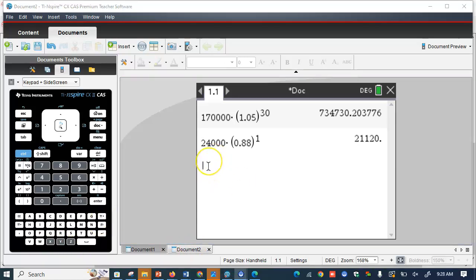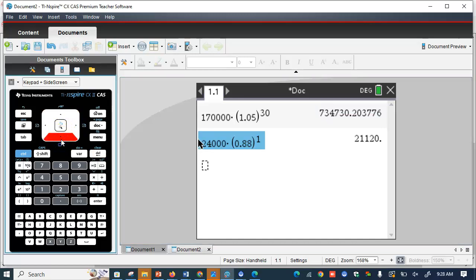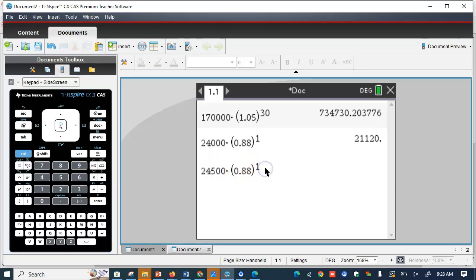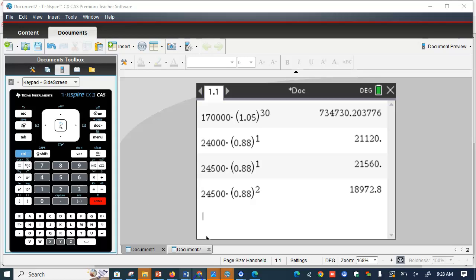I think I put the wrong entry, so let me go back here. I'll backspace, go down and enter, and change this to 24,500, and then I enter. So you get 21,560. I'll write it on my paper. Then I backspace and put 2 and see what happens. I enter, and this time with 2, I get 18,972. Let me take a note of this, and then I go back to the graph that we did.